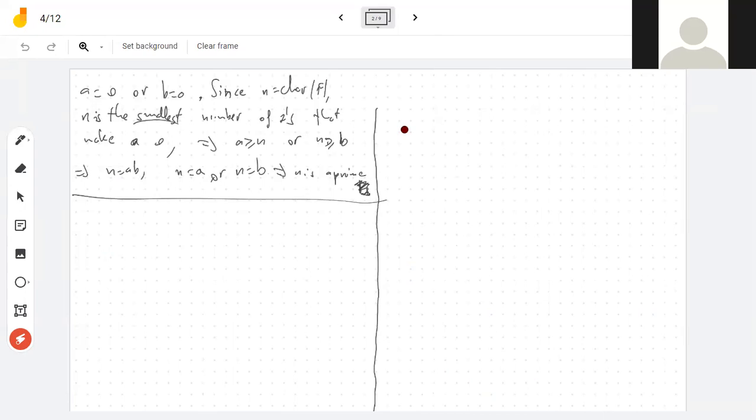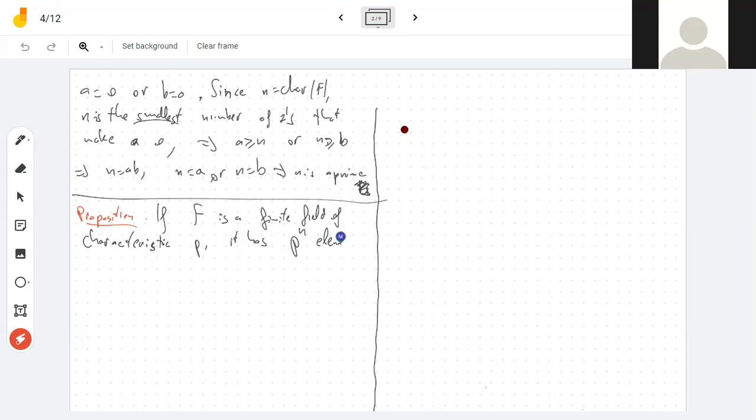So let's show the first promise I made. If F is a finite field of characteristic P, it has P to the N elements for some N. So the number of elements is a power of P for some power. Let's prove this. So we will know for sure that there are no fields of size 6 or 10 or, I don't know, 12.